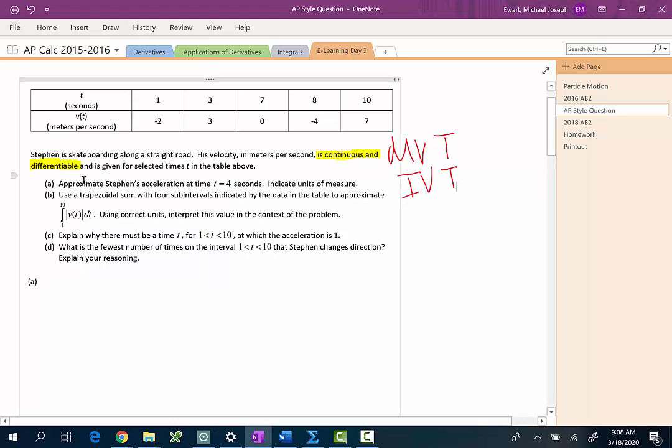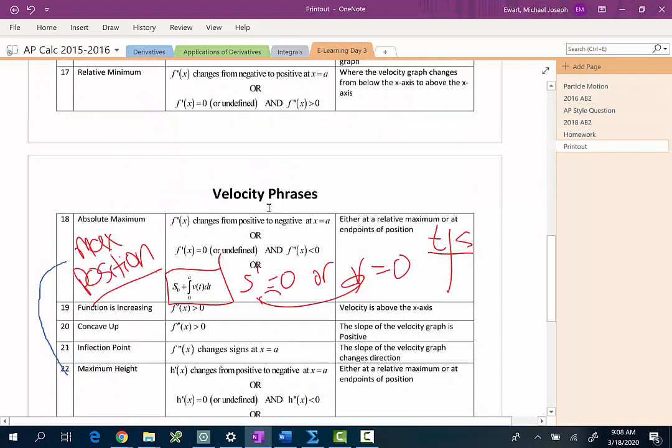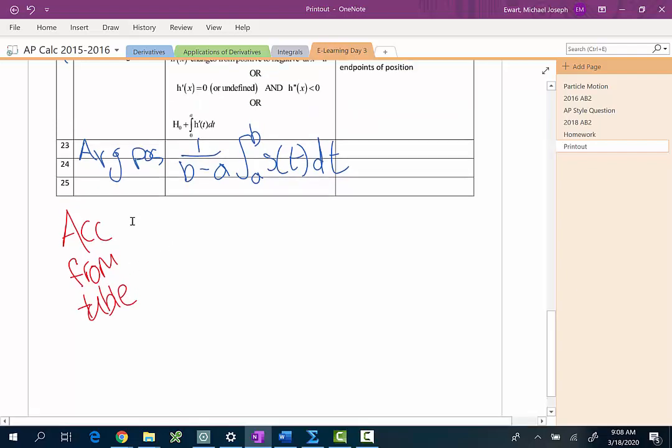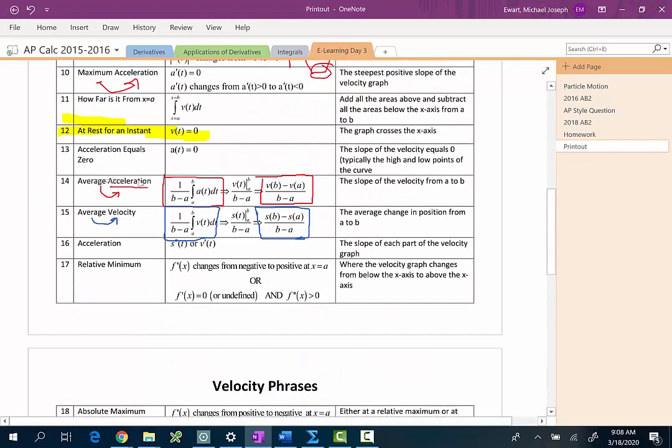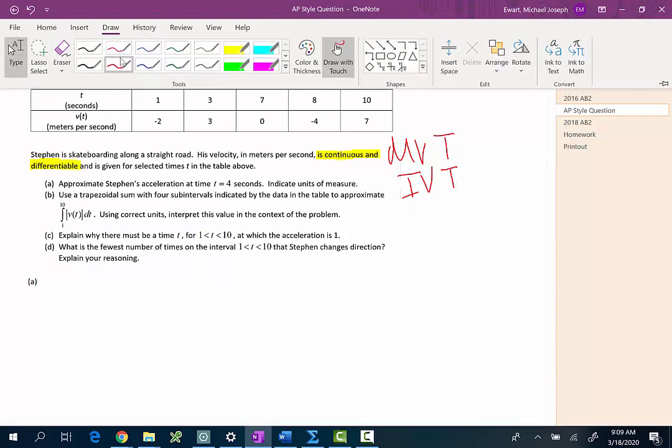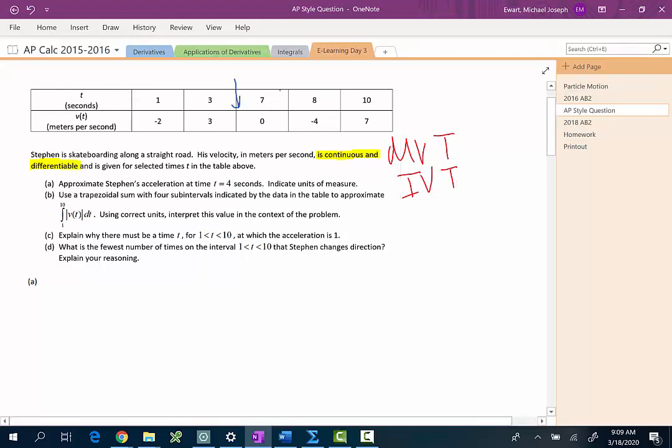We're going to start off. Part A says approximate Steven's acceleration at time 4. I did not put this in that table, but it's probably good to add. I'll try to add this before I actually post the PDF. If we wanted to get acceleration from a table of v of t, it's the same as the average acceleration. Approximating is going to be that same average, v of b minus v of a over b minus a. So in this case, we want to approximate at time 4. We don't have time 4, but time 4 would be somewhere in between 3 and 7. So that's what we're going to be using.